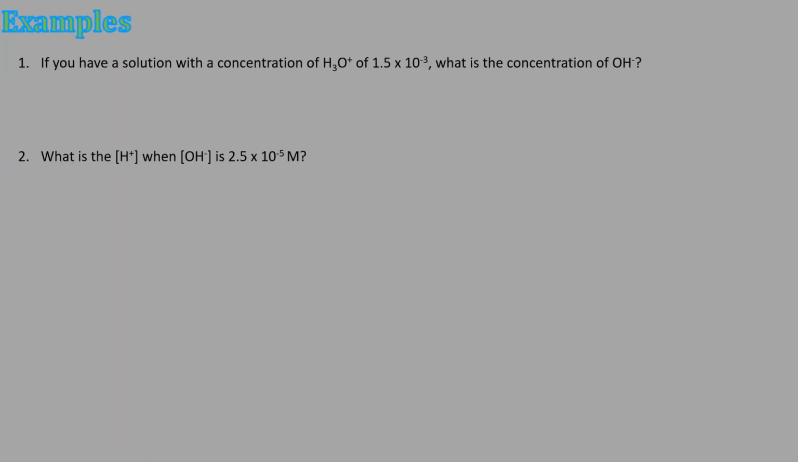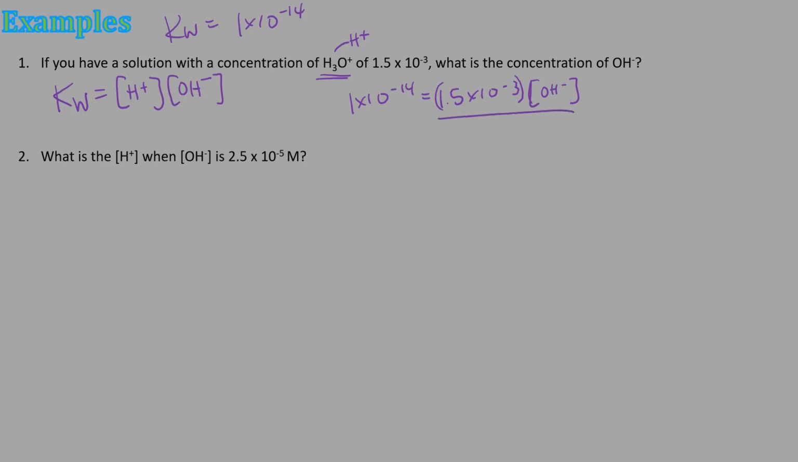So if I have a solution with a concentration of H3O plus of 1.5 times 10 to the negative 3, and we want to know the concentration of OH, I can use that equation. And remember the KW value is equal to 1 times 10 to the negative 14 at room temperature. Okay, so this is H plus. So I'm just going to plug that in and solve for OH. And so that's going to be 6.7 times 10 to the negative 2.